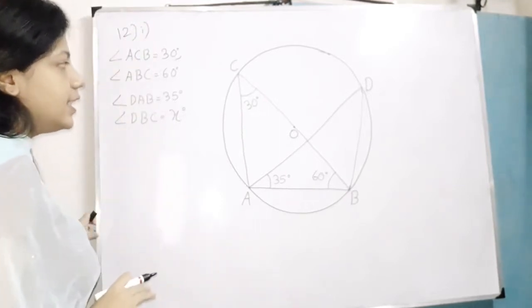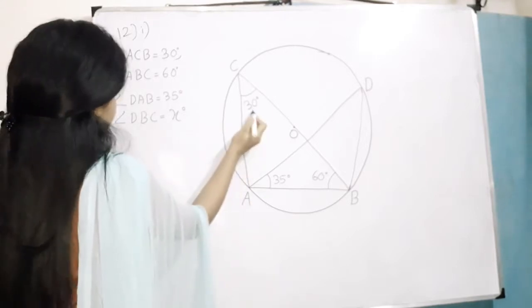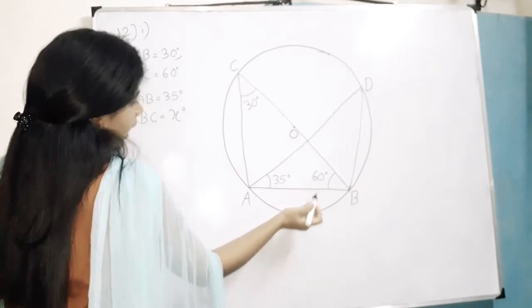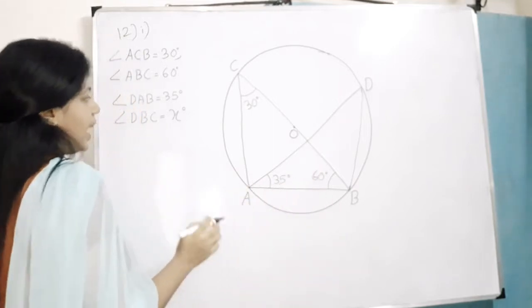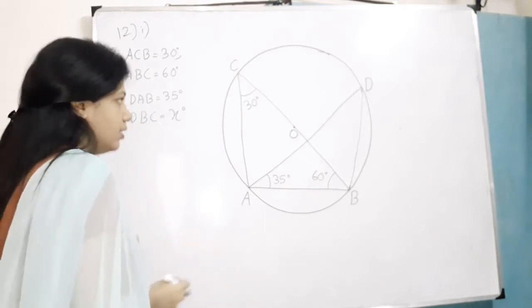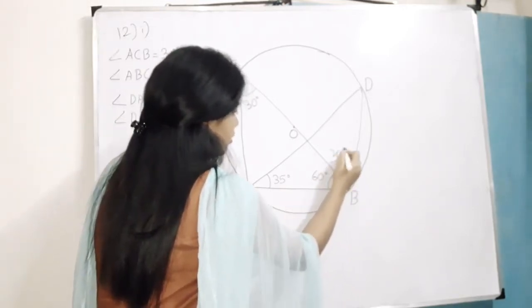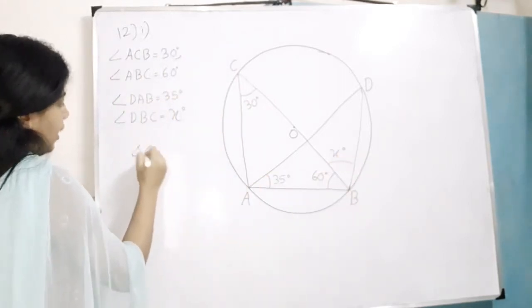First check out what is given here. Angle ACB equals 30 degrees, angle ABC equals 60 degrees, angle DAB equals 35 degrees. We have to find angle DBC from here. DBC means this one, X degree.